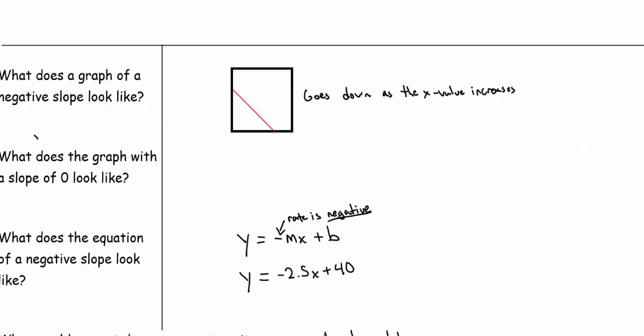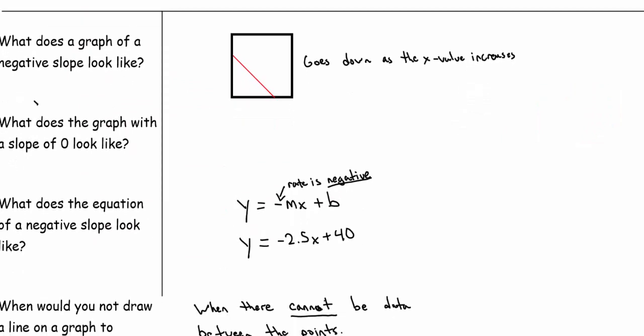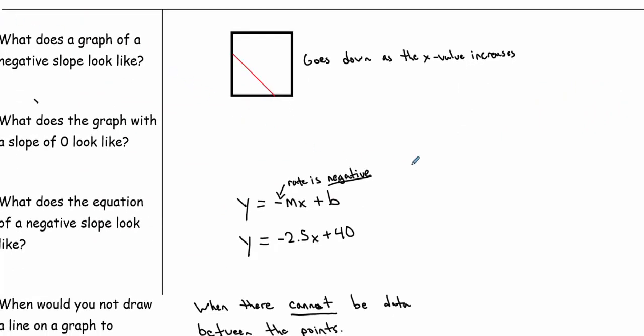Okay, let's take some notes. What does a graph with negative slope look like? It goes down. It looks like this. It goes down as the x value increases.